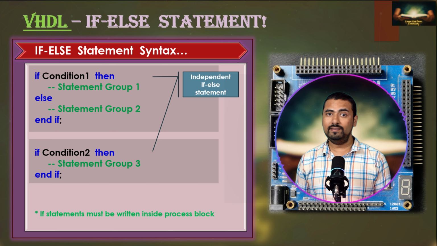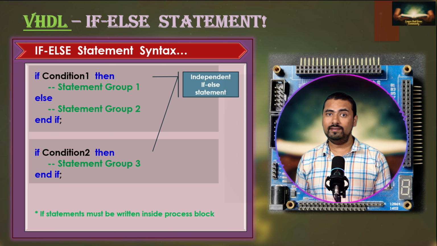It means condition 1 will be checked and condition 2 will also be checked, and based on the conditions, statement groups will be executed. If condition 1 is true, then statement group 1 will execute and the compiler will exit the first if-else statement.